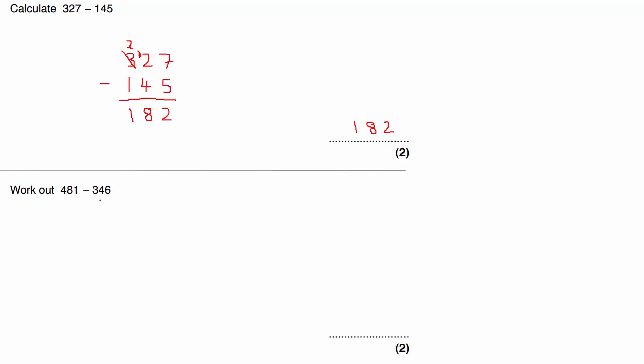Okay, perhaps you'd like to have a quick go at the second one. If you pause the video and then restart when you're ready, and I'll work through it. Okay, so again, make sure it's written clearly with everything lined up in the correct place value columns. 6 from 1, obviously we can't do that, so we borrow. 6 from 11 gives us 5. 4 from 7, 3. And 3 from 4, 1. Hopefully that's what you got.